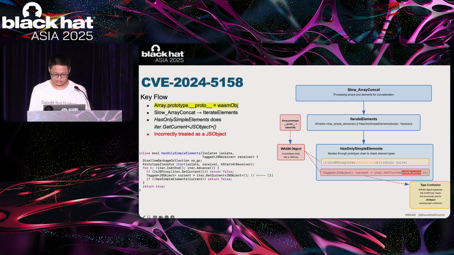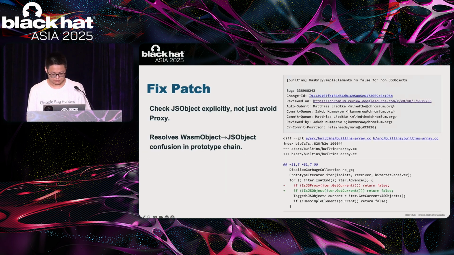As shown in the source code snippet on the right, the function iterates through the prototype chain, but critically, it only checks whether an object is a JS proxy. If the object is not a proxy, the function blindly assumes it is a JS object and forcefully casts it. However, if a Wasm object is reached during iteration, this assumption breaks. The incorrect type cast mismatches memory layouts, leading to type confusion.